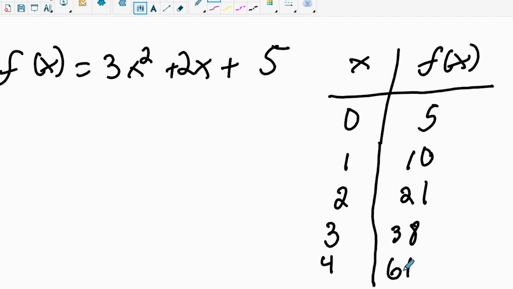So again, 4 squared is 16. 16 times 3 is 48. 4 times 2 is 8. 48 and 8 is 56. 56 plus 5 is 61.